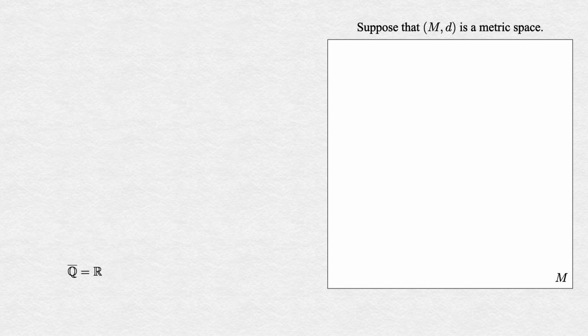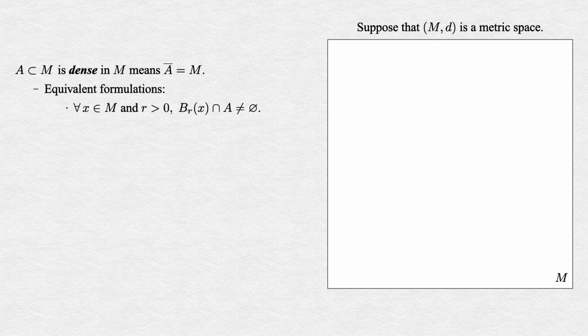Using this case of rationals inside the reals as our model, we call a set A dense in M when the closure of A is all of M. Intuitively, this means that the set A spreads all through M, or that every open ball in M intersects the set A, so no point in M is any positive distance from the set. Or that every point of M is the limit of some sequence of points in A.